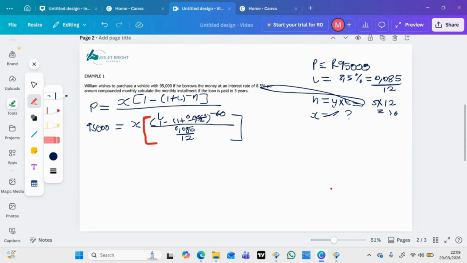Then that divided by 0.085 over 12. So the answer is 48.7411 6281. I'm just going to write every single thing as it is.